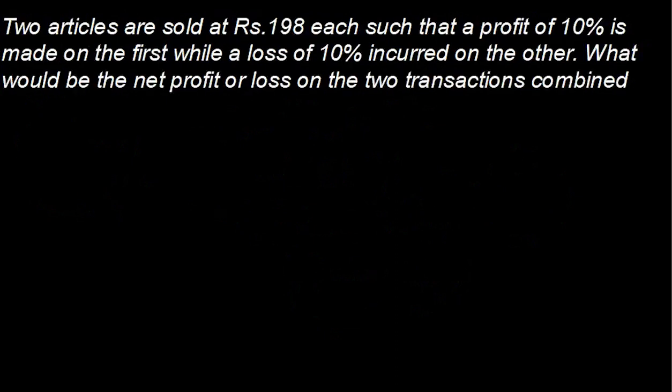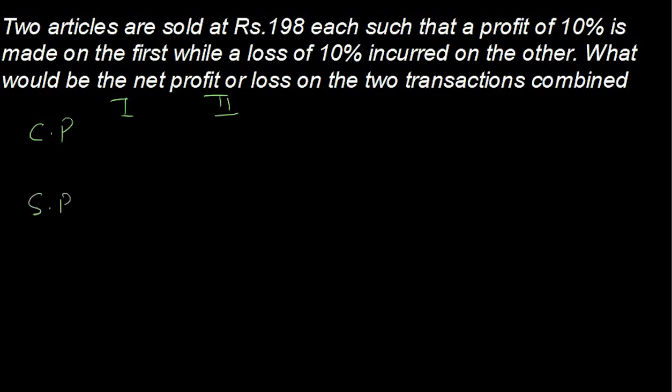Two articles are sold at 198 rupees each, such that a profit of 10% is made on the first, while a loss of 10% is made on the other. What would be the net profit or loss on the two transactions combined? Okay, so let's write down a frame actually, because that is another easy question और थोड़ा सा टफ भी है.